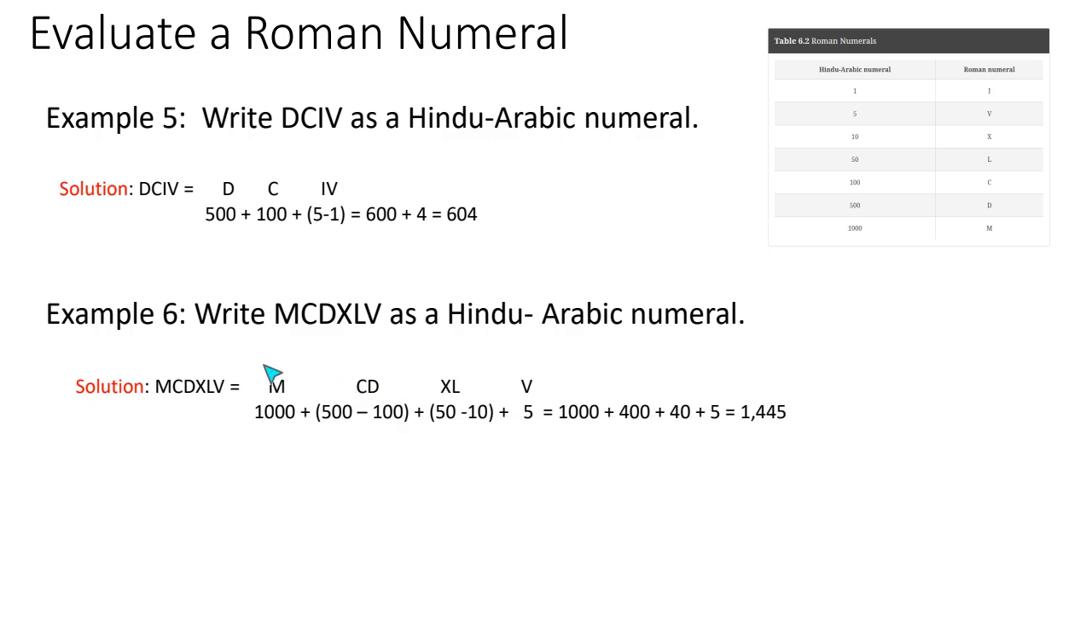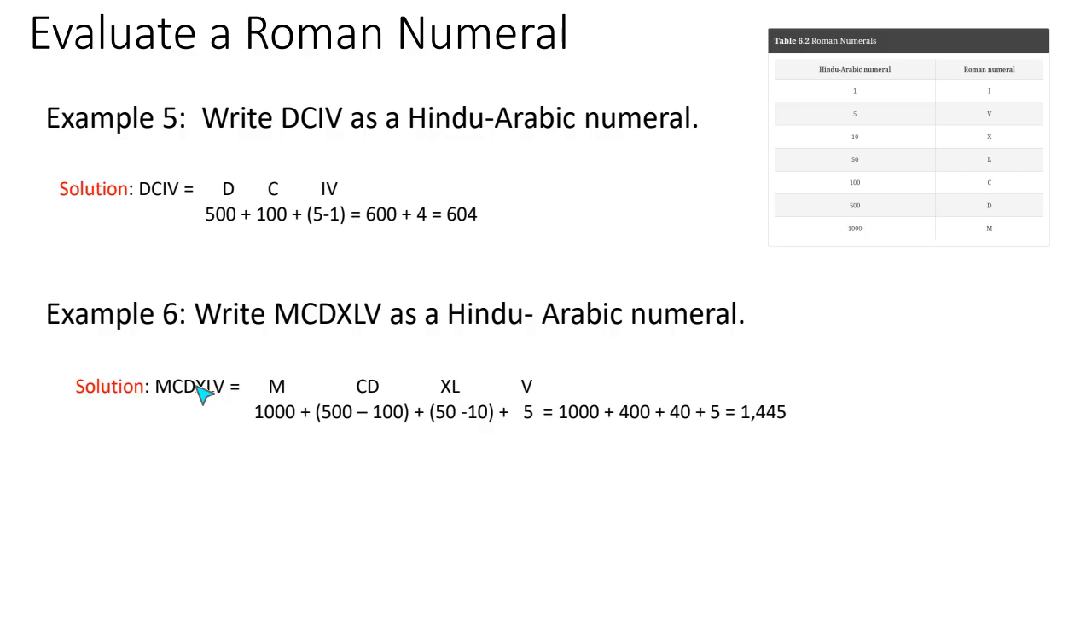Okay, let's try the next one. We have M. Is M bigger in value than C? Yes, M represents 1,000. So I'm going to write 1,000 plus, then the next letter is C, but C is not bigger than D. So that calls for subtraction. So we have C is 100 and D is 500. So I can write it as 500 minus 100.